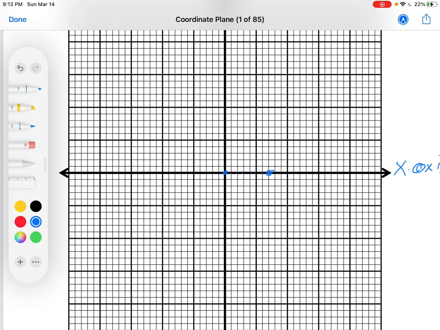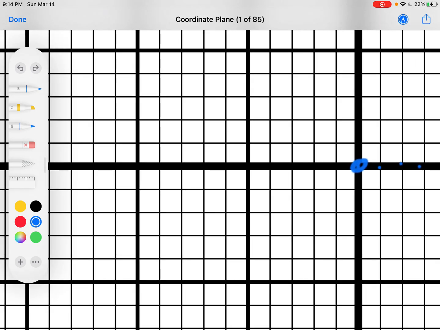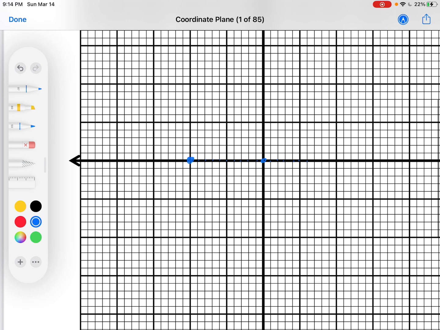If I were to tell you that something has an x-coordinate of negative 10, then you would start at 0 again, but you would go 10 to the left because it is negative. 1, 2, 3, 4, 5, 6, 7, 8, 9, 10. And that has an x-coordinate of negative 10.